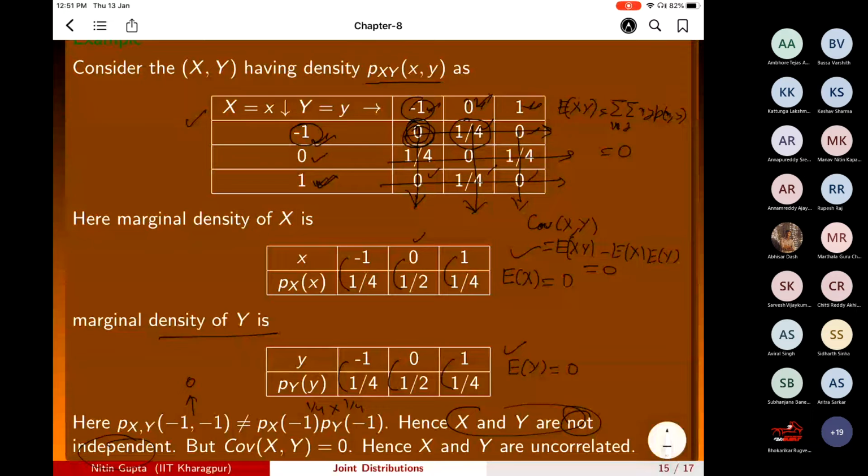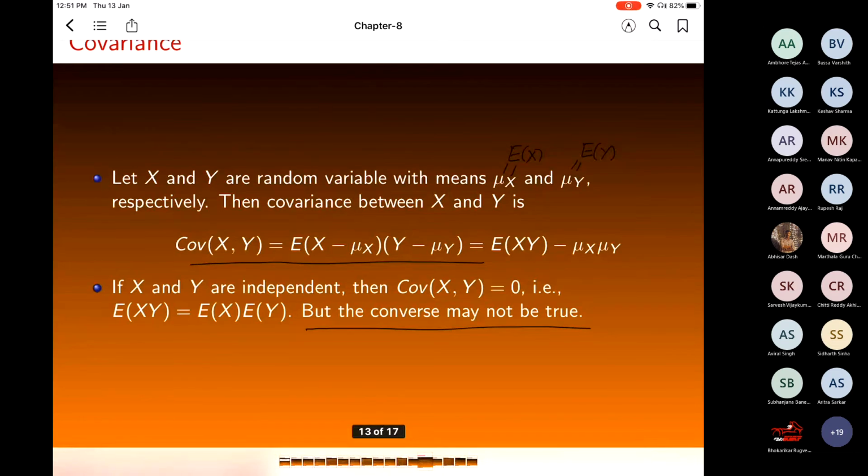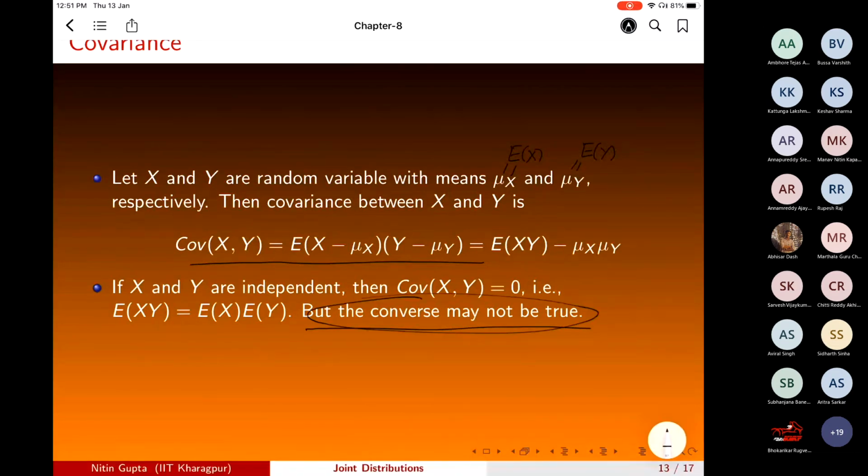So this is the example where covariance xy is 0, but x and y are not independent. So we may find some examples where the converse may not be true. If x and y are independent, then covariance xy is 0, but covariance xy being 0 may not imply that x and y are independent.